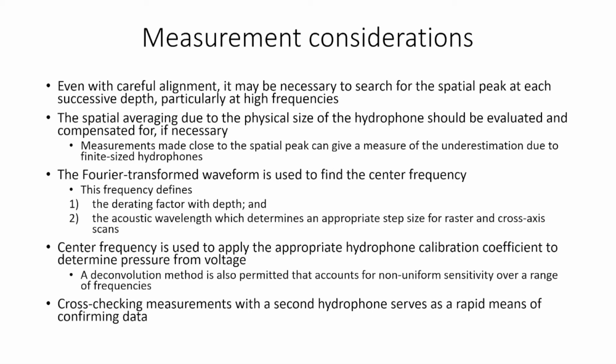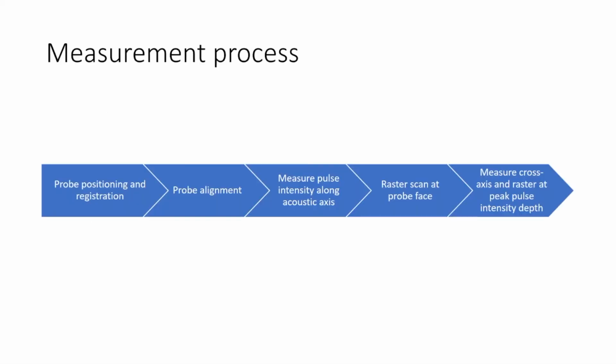Typically, if you see values that differ by any significant amount, you might think that the hydrophone's broken, but more often than not, it's indicative that you've made a mistake in your measurements and need to go through your setup again. And so it's just a very quick and easy way of giving a sanity check to your data. So that was the measurement process.